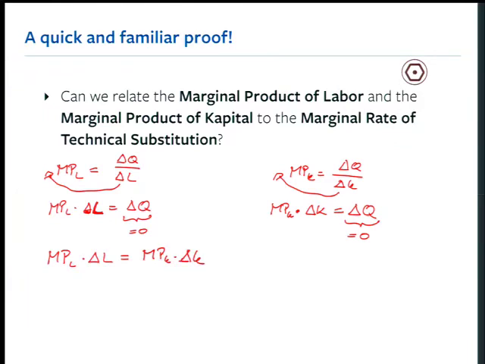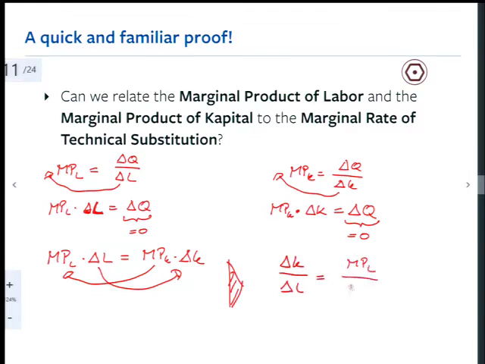So what I'm going to do is divide this equation by MPK and also divide it by delta L. So I'm going to bring this thing over here and this thing over there. What that gets me is delta K over delta L is equal to MPL over MPK.